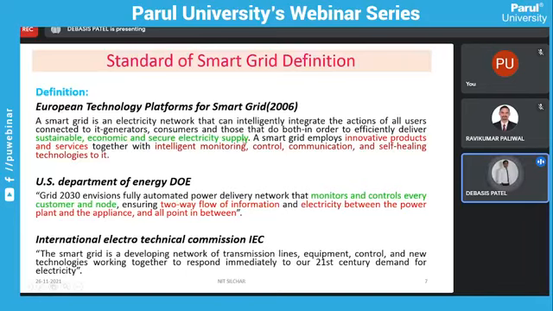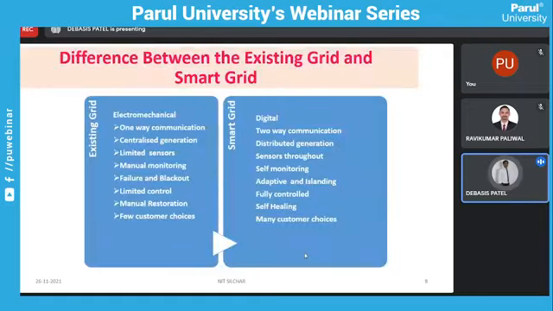And coming to the International Electrotechnical Commission (IEC), the smart grid is a developing network of transmission lines, equipment, controls, and new technology working together to respond immediately to our 21st century demand for electricity. So in the 21st century, we are going for a much faster response.